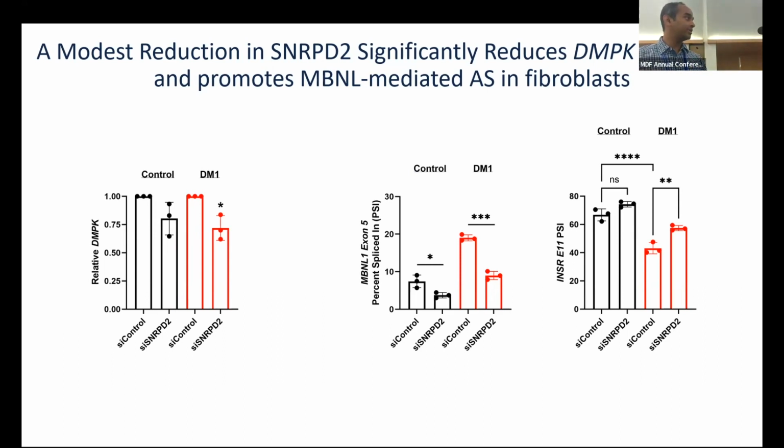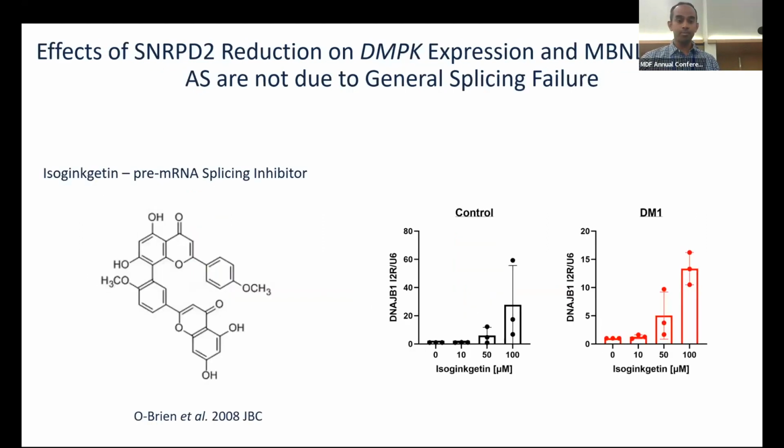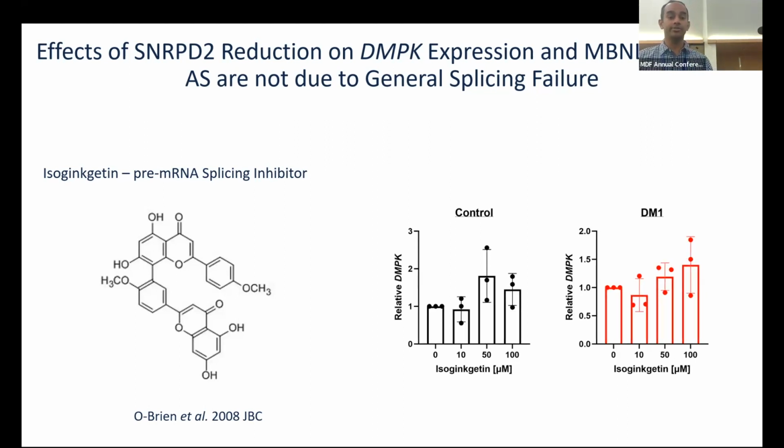But interestingly, again, we saw that there was an effect in the control fibroblasts, suggesting that, consistent with what we saw in our HeLa DM1 cell model, this wasn't dependent on the expanded CUG RNA. And just to confirm that we weren't observing these effects just as a consequence of general splicing failure, we treated both control and DM1 cells with isoginkgetin, which is a pre-mRNA splicing inhibitor and a generalized inhibitor. And so we confirmed splicing failure across this treatment dose range using this DNAJB1 intron 2 retention event that was previously reported. And then we looked at both DMPK expression and MBNL mediated alternative splicing.